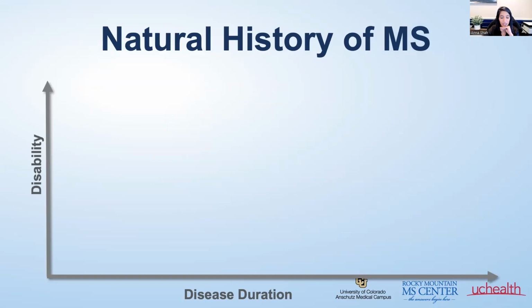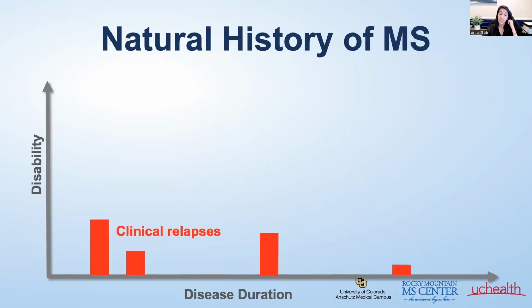Now let's take a quick look at what MS does. What is the natural history of MS? Now we have a lot of data available about this because we did not have treatments for quite a period of time in MS. So when we think about MS, we often hear about clinical relapses. Now, relapses are new neurologic symptoms that last over 24 hours. And when we think about clinical relapses, we think about them occurring more often early on in disease course, so the left side of the x-axis.